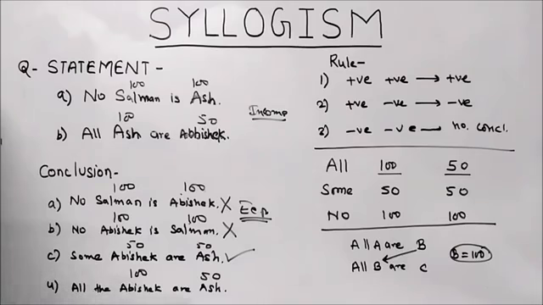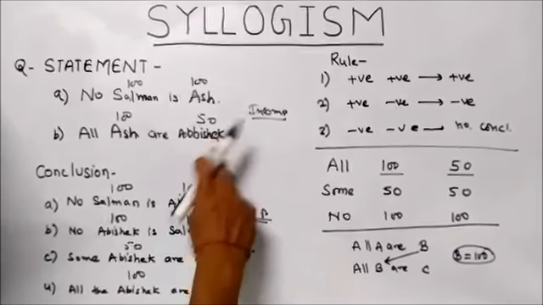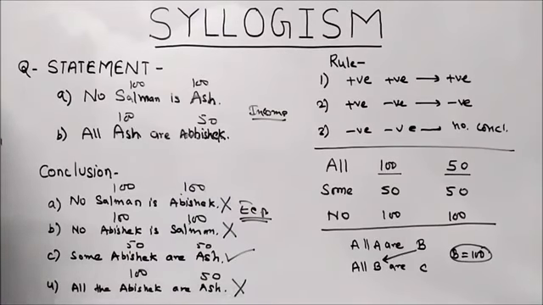Now check All Abhishek are Ash. Here Abhishek is 100. Here Abhishek is 50. Income is less than expenditure. So this cannot be true.